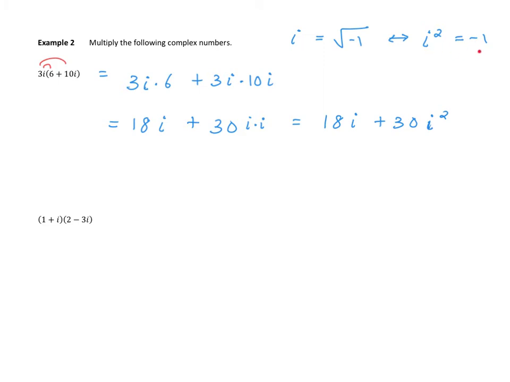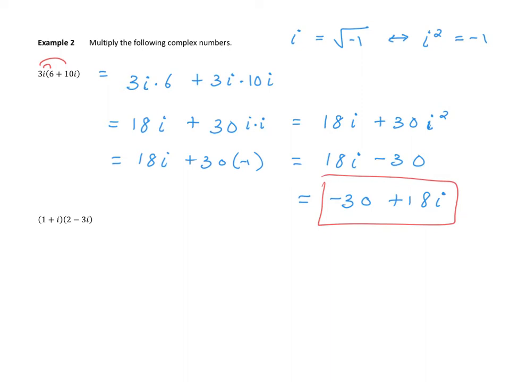And because i squared is negative 1, I'm going to replace this with something more simple. So I'm going to put a negative 1 here with parentheses. That is, we have 18i plus 30 times negative 1. Now 30 times negative 1 is just negative 30, so I have 18i minus 30. And that's it. You really can't take this any further. It might be nice to write it so the real part is first and the imaginary part is second, but everything's multiplied out. There's no like terms that can be combined, and that's the answer.